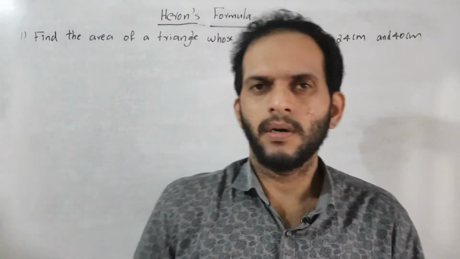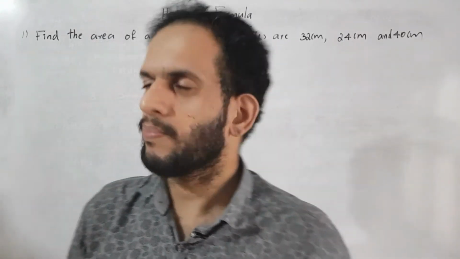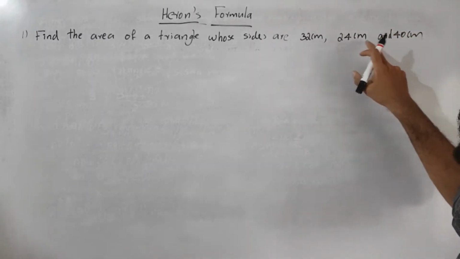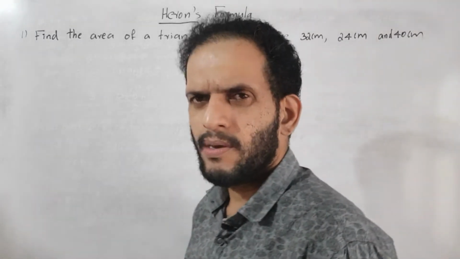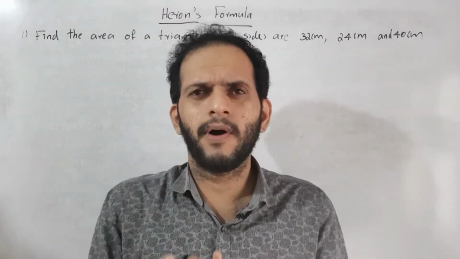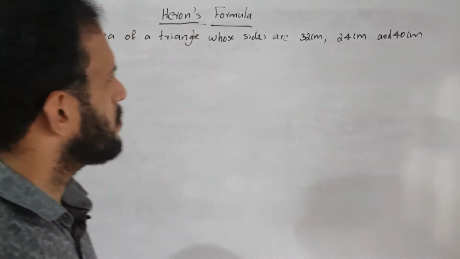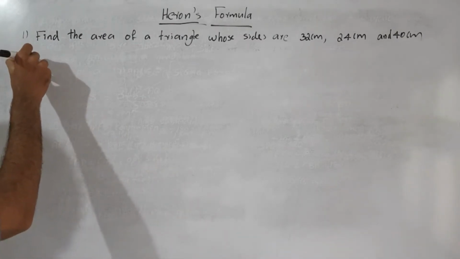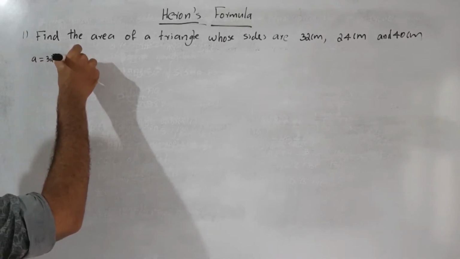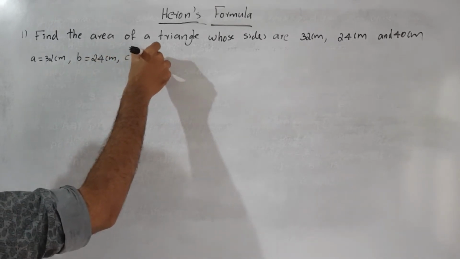Here we go to our first example of the application of Heron's formula. The question is direct: find the area of a triangle whose sides are 32 centimeter, 24 centimeter and 40 centimeter. Here the three side measurements of the triangle are given directly, so we need to find the area by using Heron's formula. What is given? A is equal to 32 centimeter, B is equal to 24 centimeter and C is equal to 40 centimeter.